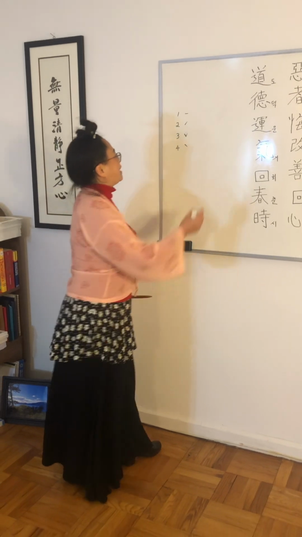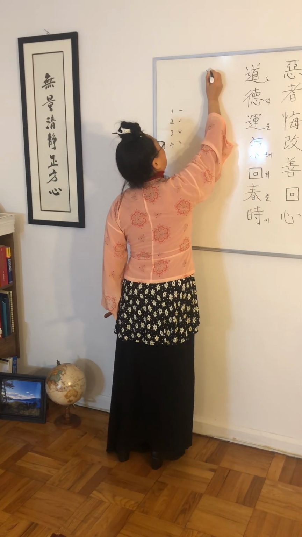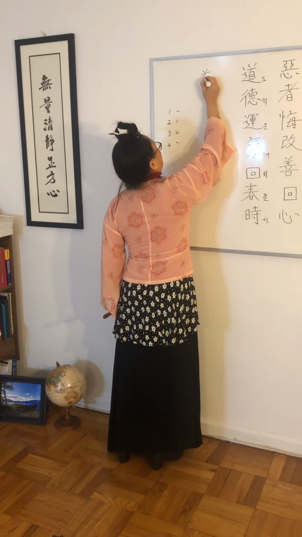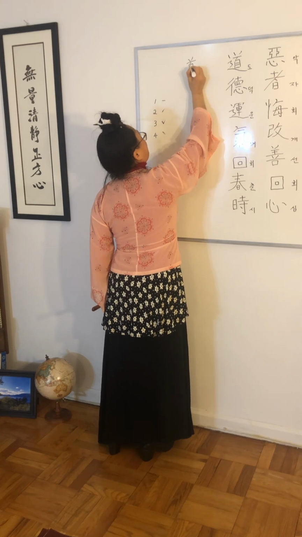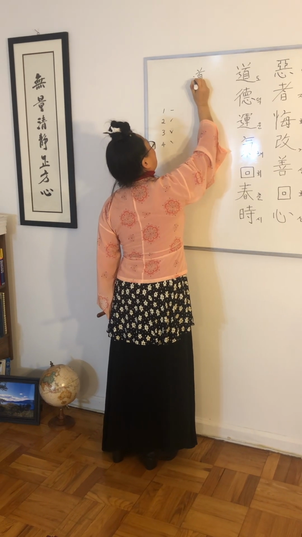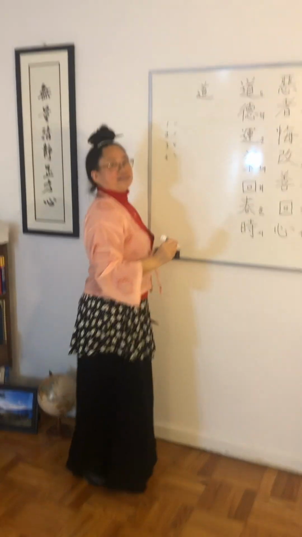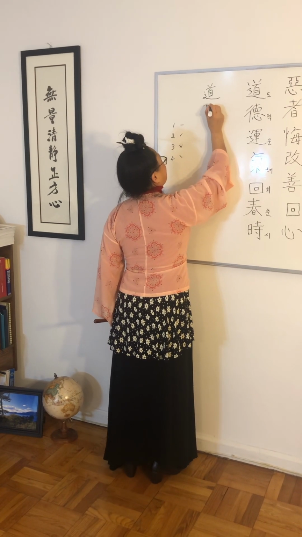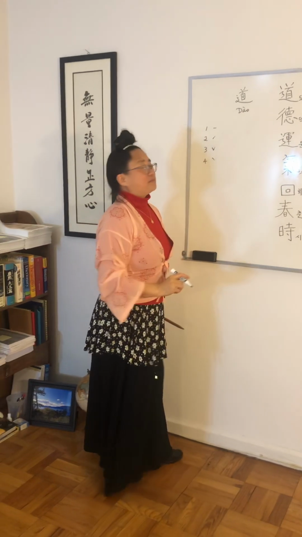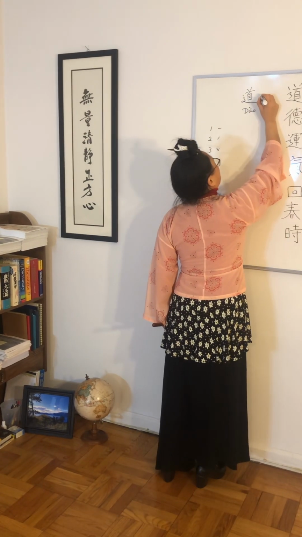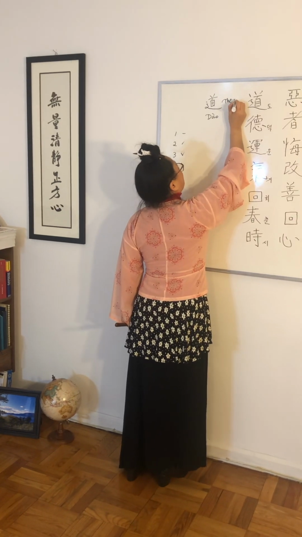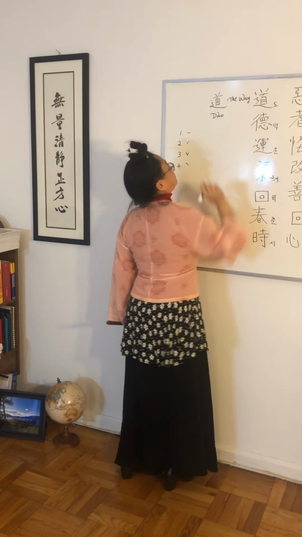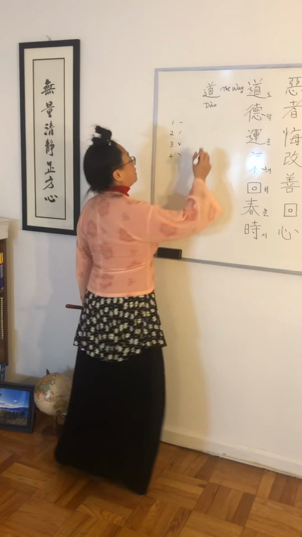Okay, now let's look at each Chinese character and follow me in terms of seeing how this Chinese character should be written. 的凹道, 看 the way.